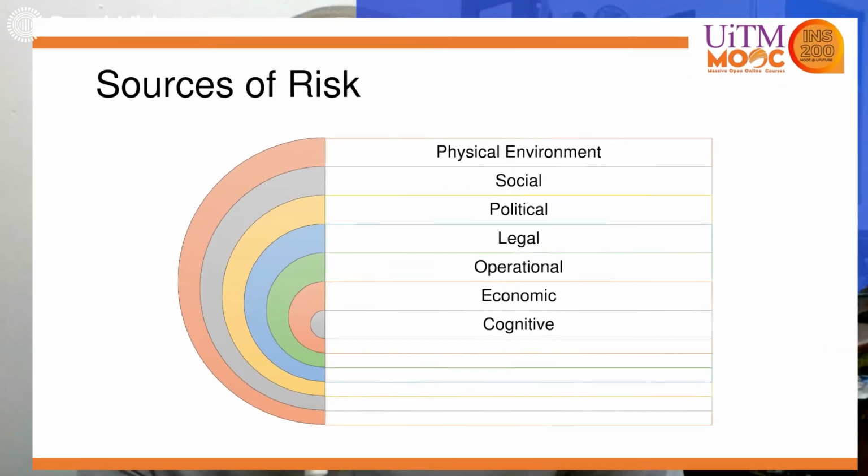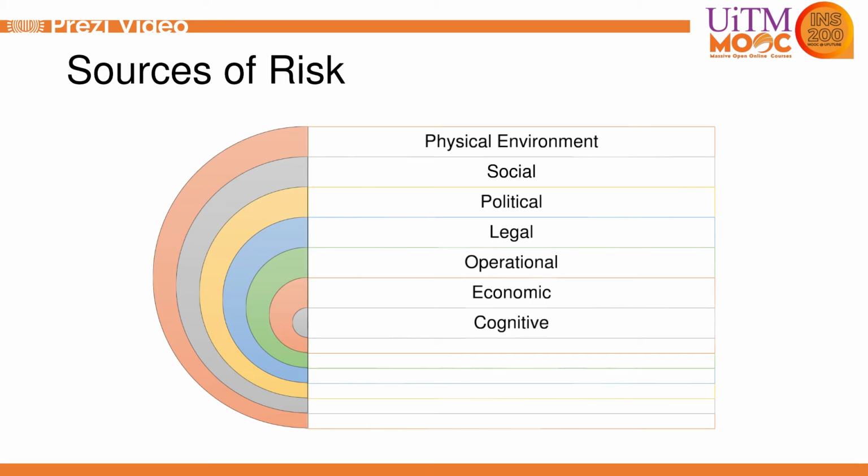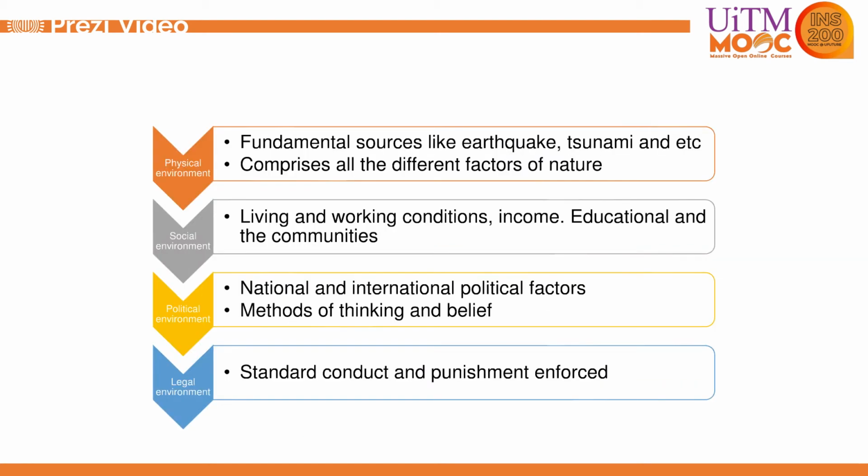Next one, we will learn about the various sources of risk. So where does this risk come from? So if you can see here, we have several sources of risk, namely physical environment, social environment, political environment, and the last one is cognitive environment. The first one is physical environment. So when we talk about physical environment, ataupun it is one of the fundamental sources of risk. Okay, for example, like earthquake, excessive rainfall, landslide, and many more.